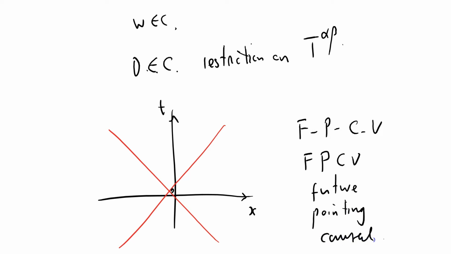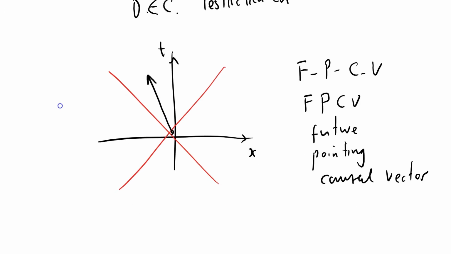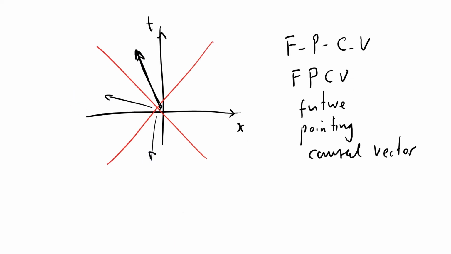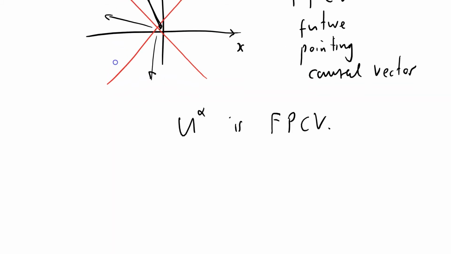A future pointing causal vector is basically a vector that's inside the light cone. So it's not space-like, it's time-like inside there, and it's also not pointing backwards in time. So if U alpha is a future pointing causal vector, what does that mean?